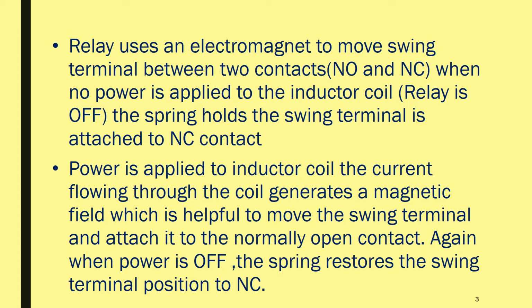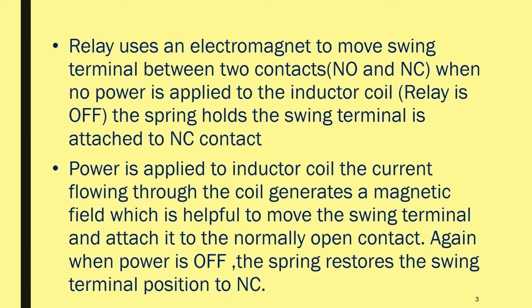A relay uses an electromagnet especially, as we know. We can use it to move the swing terminal between two contacts, that is NO and NC. When no power is applied to the inductor coil, that is in the off state, the spring holds the swing terminal attached to the normally closed contact. When power is applied to the inductor coil, the current flowing through the coil generates a magnetic field which moves the swing terminal and attaches it to the normally open contact.